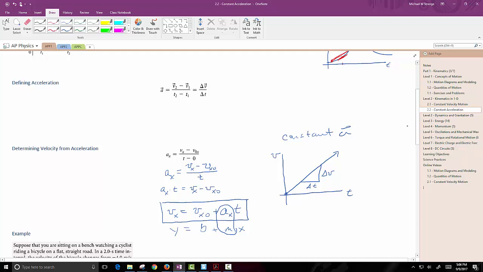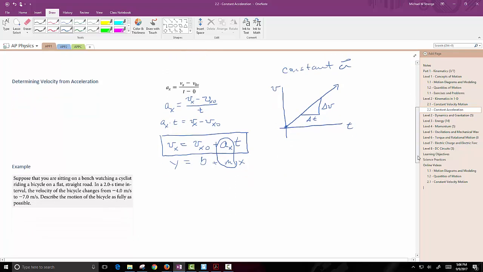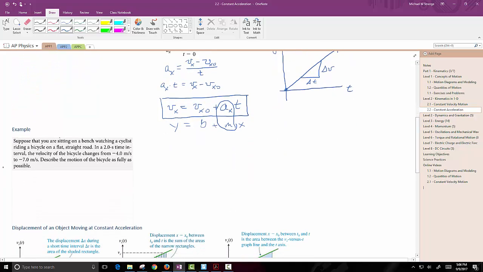So we talked a little bit about it in class. Let's look at an example. Suppose you're sitting on a beach watching a cyclist riding a bicycle on a flat straight road. In a 2-second time interval, the velocity of the bicycle changes from -4 to -7. Describe the motion of the bicycle as fully as possible.